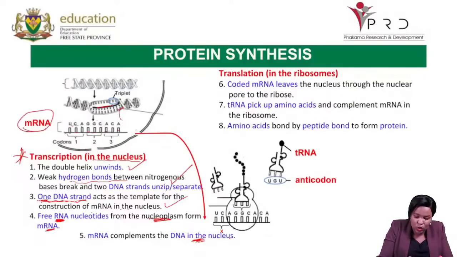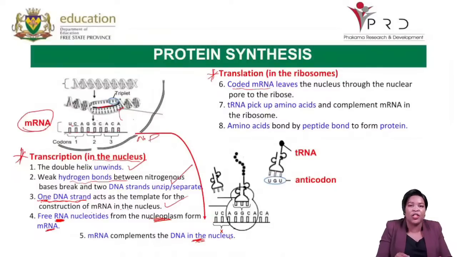This mRNA is going to move. You see this arrow here? It's going to move out of the nucleus through the nucleopore. So this is this stage here, number 6. We are now entering the second phase, which is translation.